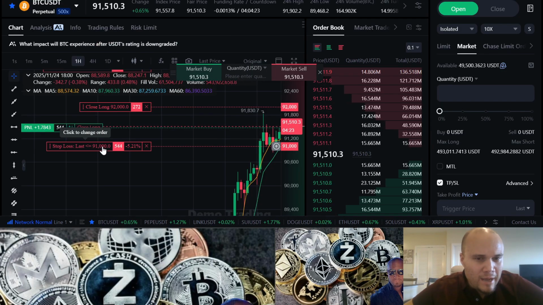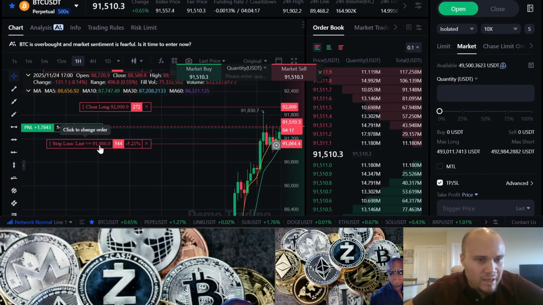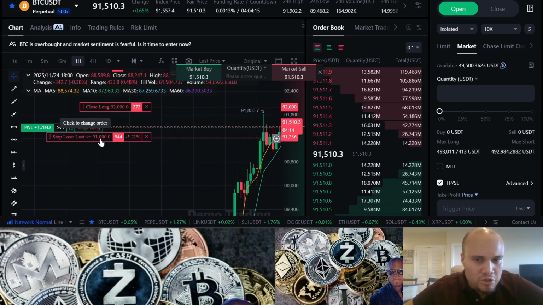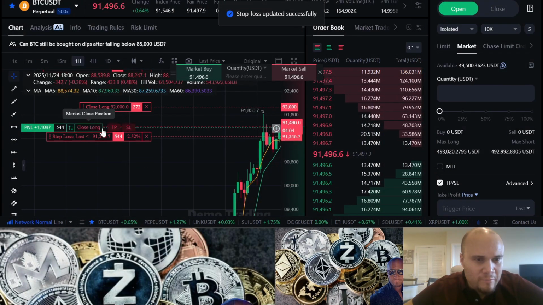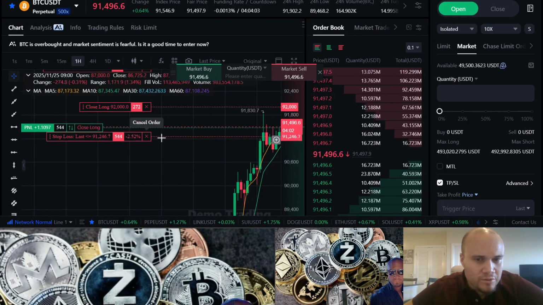If you had to change and adjust it, you can actually click the order here and adjust it. So like I could adjust it to maybe 91,200. And it just tells you that when your stop loss is close to the actual price, it could be triggered immediately. It's just a warning here. All right, so if Bitcoin does go down to $91,246 here, I'll get stopped out.